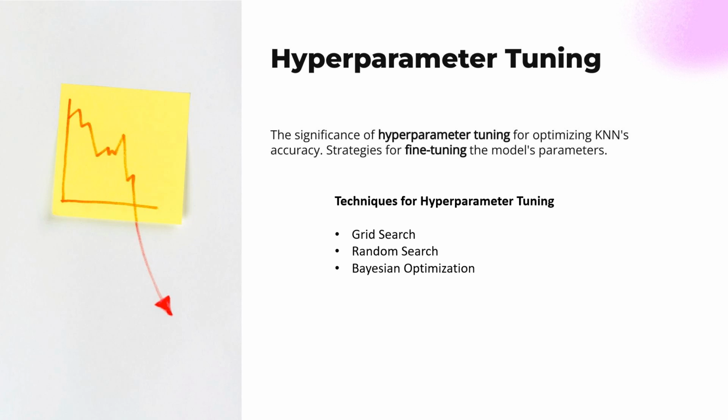Bayesian optimization. Overview. Bayesian optimization uses probabilistic models to guide the search for optimal hyperparameters. It tries to find the best set of hyperparameters with fewer iterations. Pros: more efficient than grid search and random search, especially for complex hyperparameter spaces. Cons: requires more complex implementation and understanding of probabilistic models. Use cases: ideal for complex models and high-dimensional hyperparameter spaces.